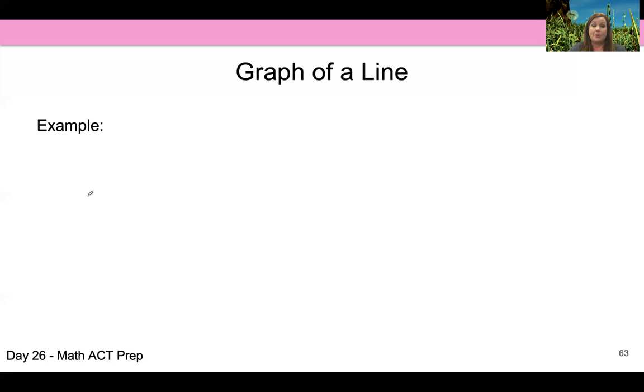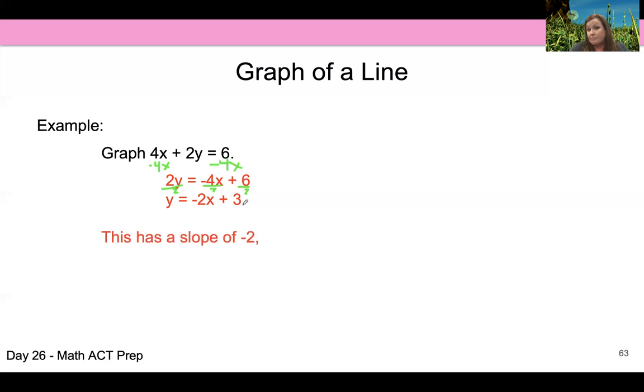So let's look at this example here. It says graph 4x plus 2y equals 6. Now, we'll go the book way. The book is going to change this into y equals form, so we're going to move this negative 4x over. And now we need to divide both sides by 2. So they go through here and divide everything by 2. And so we get a point of (0, 3) with a slope of negative 2.